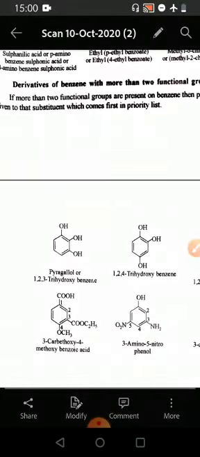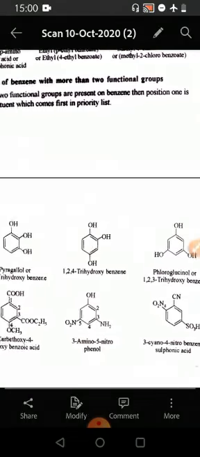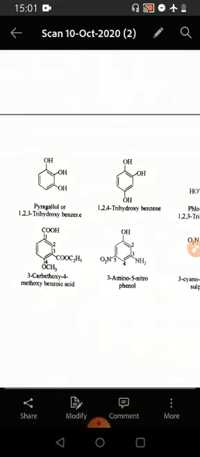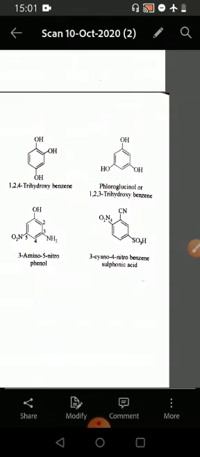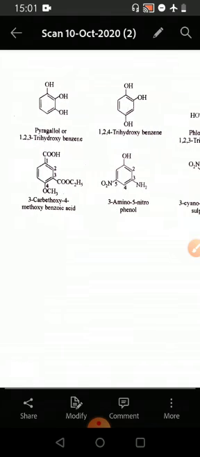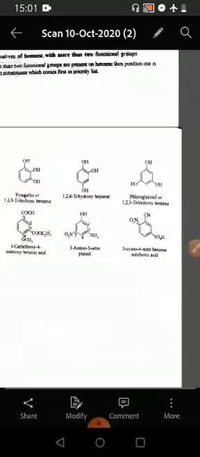Now we come to derivatives of benzene with more than 2 functional groups. If more than 2 functional groups are present on benzene, the lowest position is given to the substituent which comes first in the priority list. For example, pyrogallol or 1,2,3-trihydroxybenzene, 1,2,4-trihydroxybenzene, 1,3,5-trihydroxybenzene, methoxybenzoic acid, 3-carboethoxy 4-methoxybenzoic acid, 3-amino 5-nitrophenol, 3-cyano 4-nitrobenzene.